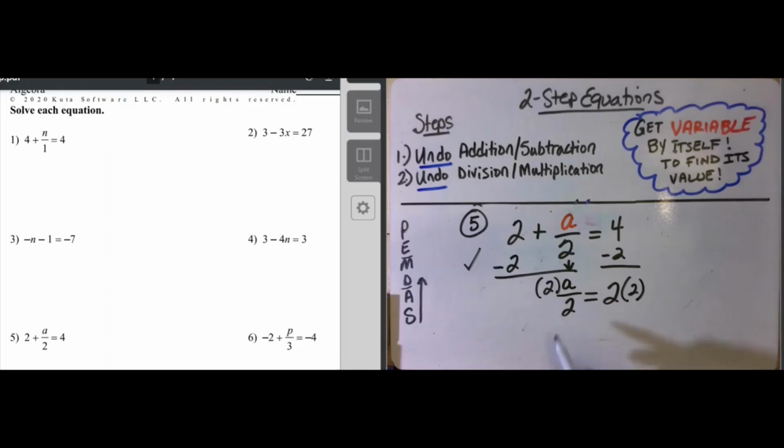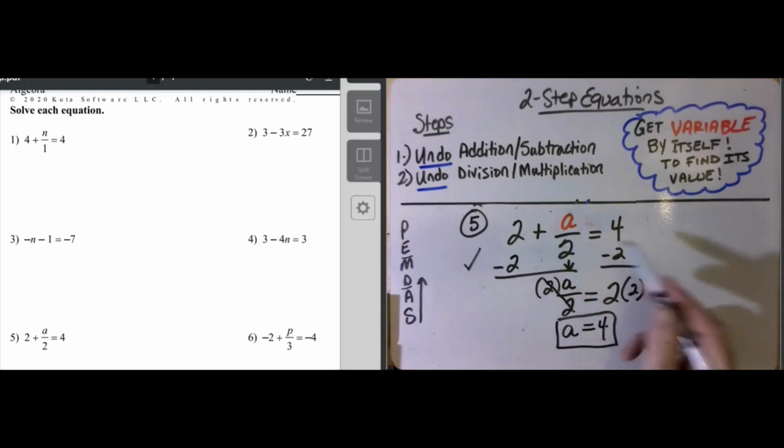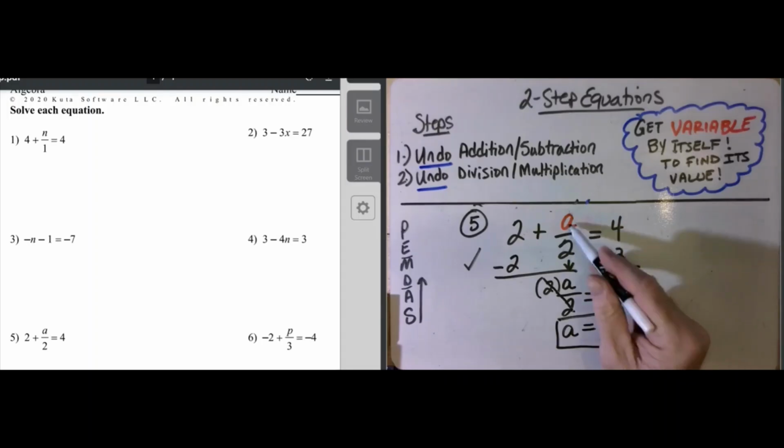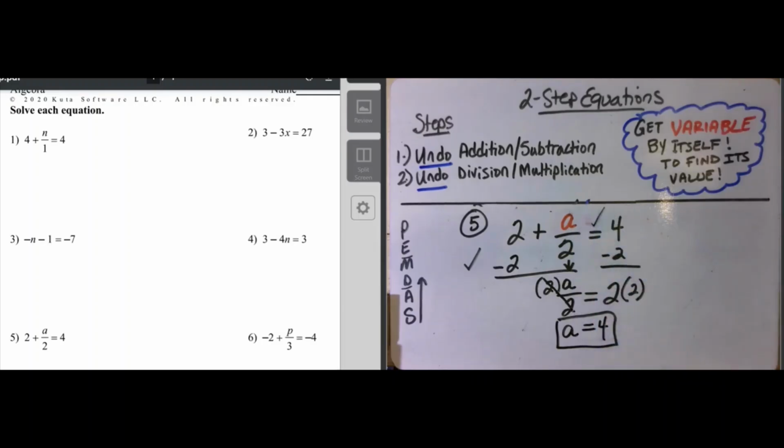Then let's do the math. 2 over 2, again, we're back to the fraction with the same thing on the top and the bottom. 2 over 2 equals 1, so we can cross that out. That leaves a by itself. Bring it down. 2 times 2 is 4. So we found the unknown. It is 4. If we plug that in, 4 over 2 is 2. 2 plus 2 is 4. 4 does equal 4, so we know we got it correct.